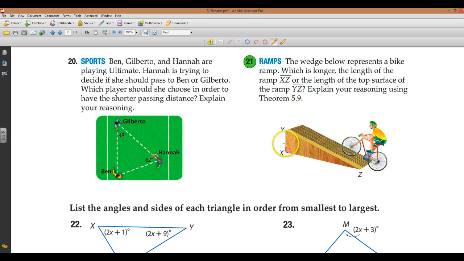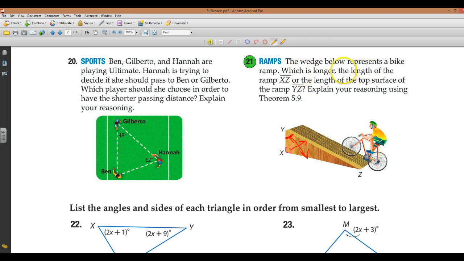Okay, so since we have a right angle here, we know that these two angles, Y and Z, have to add up to 90. So therefore, Y would be less than 90. So we know that our angle right here is less than this angle right here. So from theorem 5.9, if Y is less than X, then opposite from that, XZ has to be less than opposite from that, YZ.